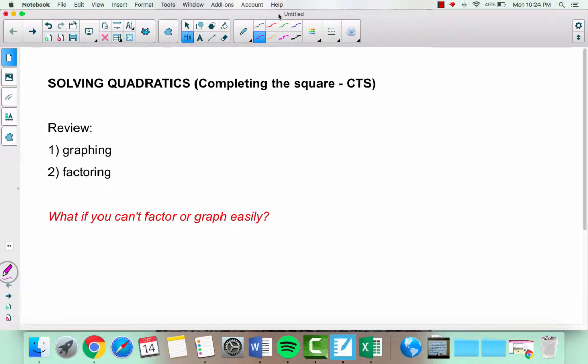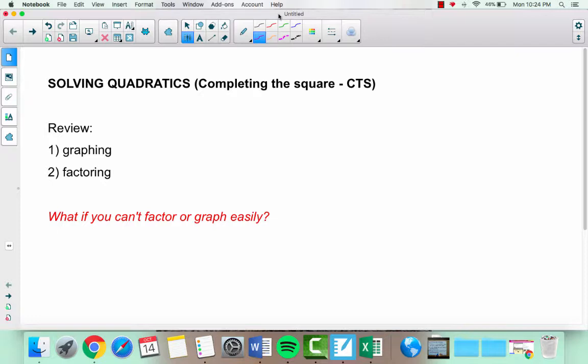Hi everybody, welcome to today's video about solving quadratics using completing the square, or CTS. I just want to start off with a quick review. We've talked so far about how we can solve quadratics using graphing. Remember, when we graph, the solutions are on the x-axis, and we also have learned how to solve quadratics using factoring. So now we're going to start a new method, which is called completing the square.